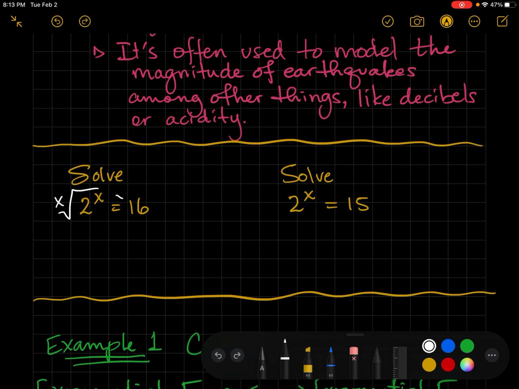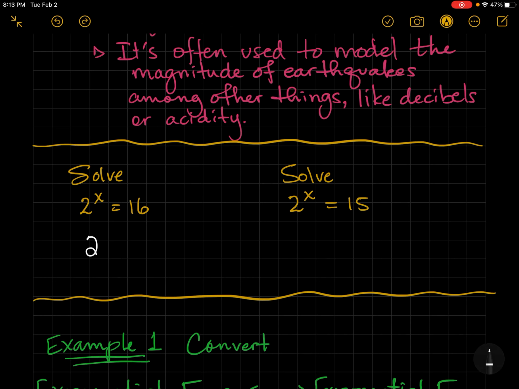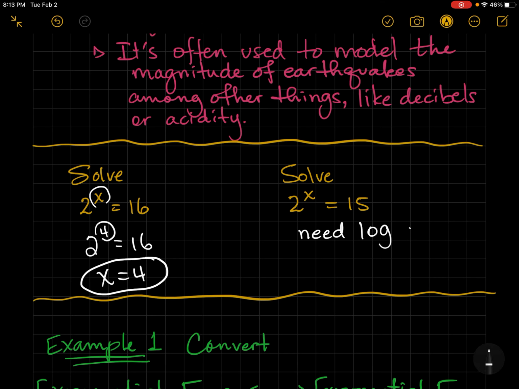Okay, so I think you can look at this equation and see that 2 to the 4th power is 16. So we see that x equals 4. So we can use a little mental math to solve that. But when it comes to an equation like this, 2 to no exact power gives you 15. We're going to need a calculator to do this and the logarithm. So we're going to need the log and a calc. And you'll be able to do that soon.